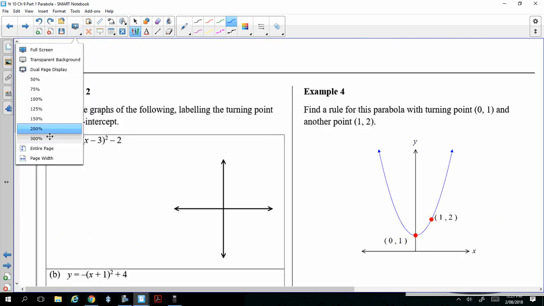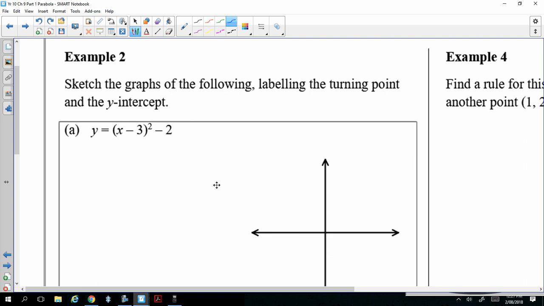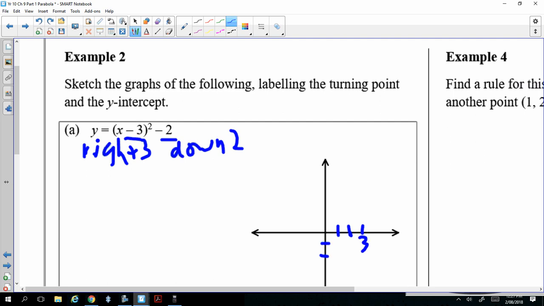The -3 moves to the left. Oh no, right. And the -2 goes down. Right 3, down 2. Okay, let's do that. 1, 2, 3. Right 3, down 2. There we go. That's your vertex. And then let's work out the y-intercept before we draw, so we'll know where it crosses on the y-axis. That's when x is 0, y equal to 0 minus 3 squared minus 2, which is 7.